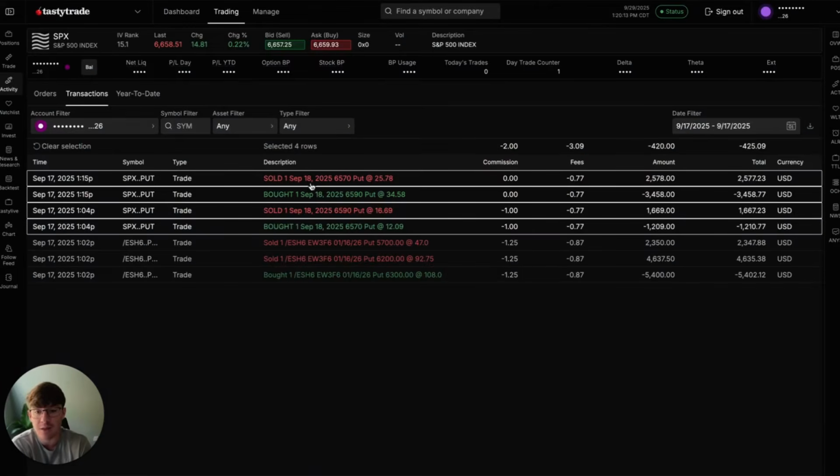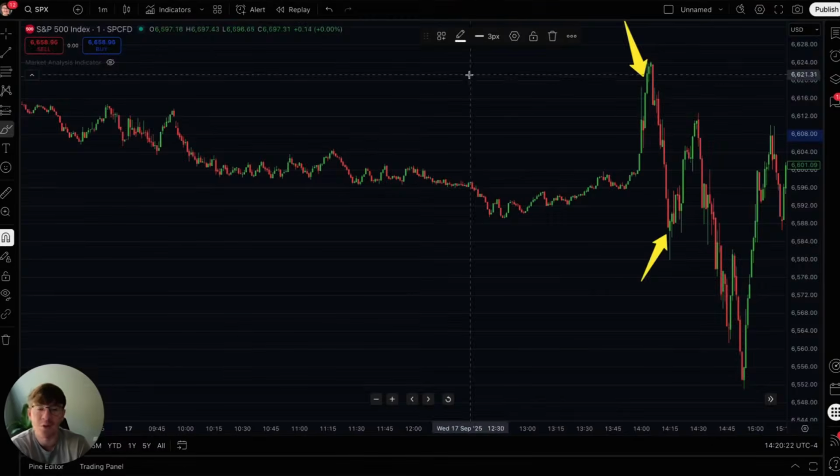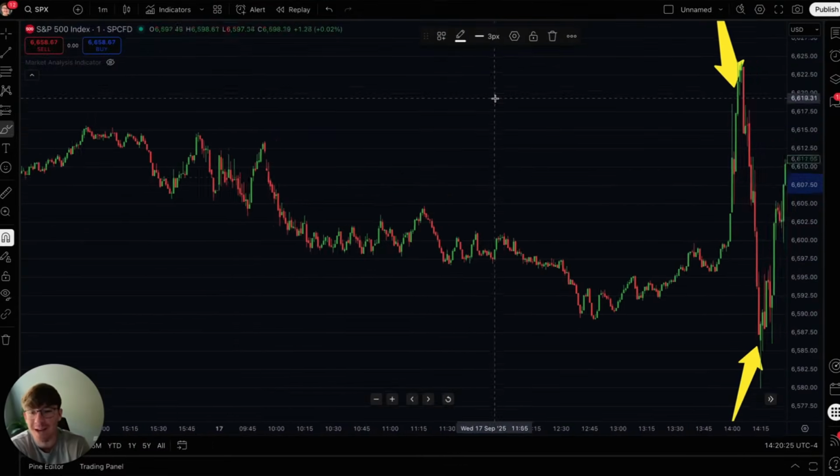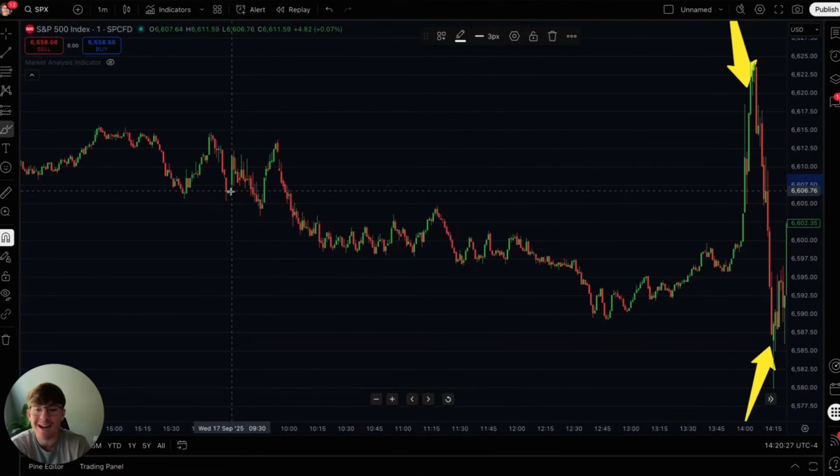And again, you can see here's a real trade log of SPX on September 17th, my trade log from Tastytrade. I lost $420 on this trade. So I just want to show you that the proof is there. I did lose money. Anyways, you can see here the market opened at 9:30 a.m.